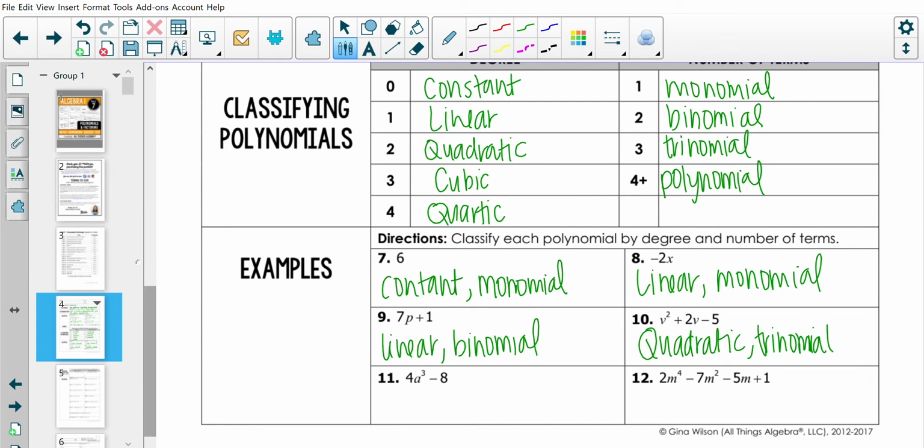Okay. Number 11. Cubic. Number of terms? Binomial. And number 12. Quartic. How many terms? Polynomial. Flip it over.